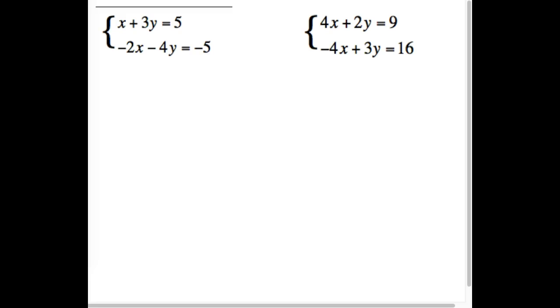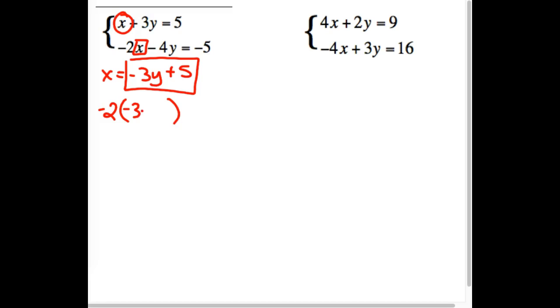All right. What's different about these next two? We don't have a variable already by itself, right? So we have to do that step. Which one does it make sense to solve for here? The x. Yeah, you have a single x. Get this one solved for x. That means we subtract the 3y to the other side. And now when I make my substitution, where am I going to drop this in? Where that x was. So we've got negative 2 times this new expression, negative 3y plus 5, minus 4y equals negative 5.